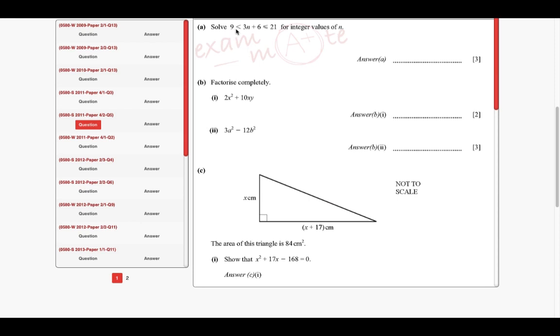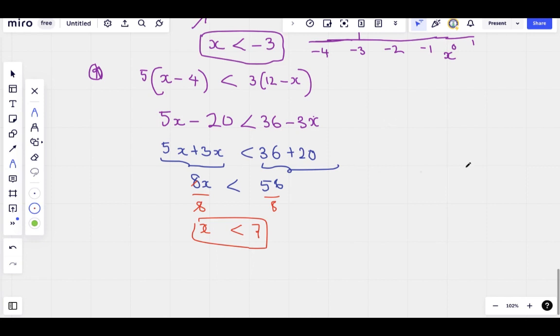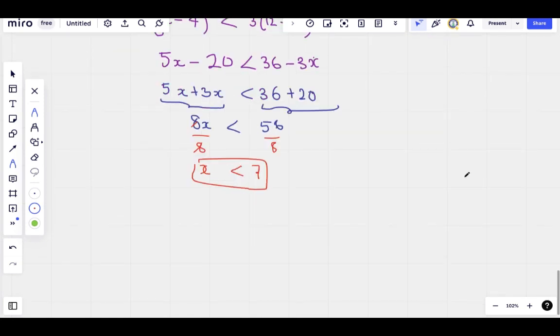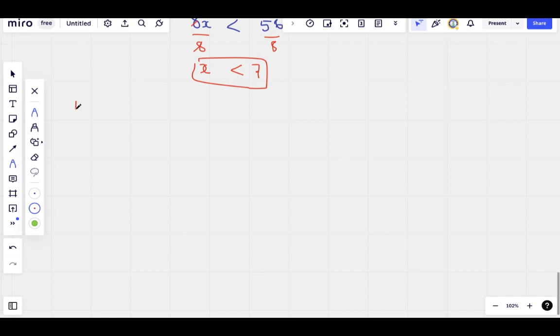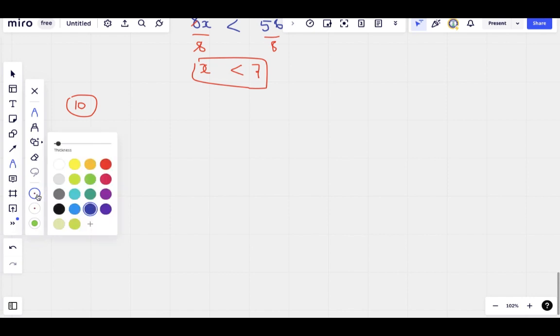It says solve 9 is less than. Okay. I think I have to do this one. This one is like a double inequality. Okay, 9 is less than 3n plus 6. Question number 10. This is another form of inequality, okay, which we've not treated. So I have to treat this one.